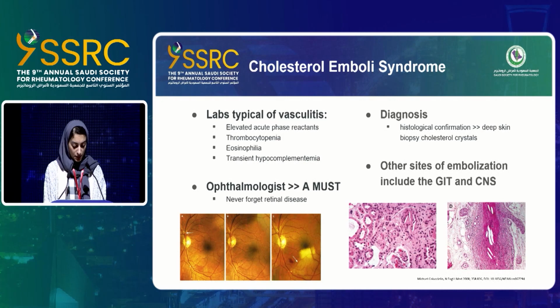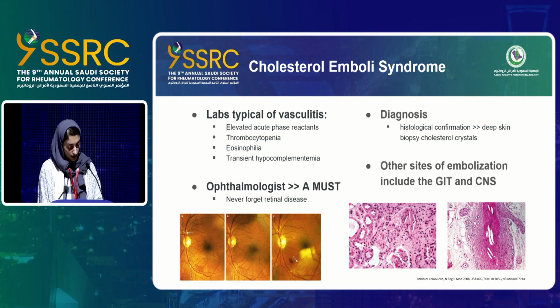Laboratory findings typical for vasculitis in the setting of cholesterol embolization include elevated inflammatory markers, thrombocytopenia, eosinophilia, and transient hypocomplementemia. So it's very confusing sometimes. And it's very critical to have an ophthalmologist checkup because we should never forget retinal disease, which may help us in diagnosing those patients. As you can see here in the arrow, there is cholesterol embolization in the retinal arteries.